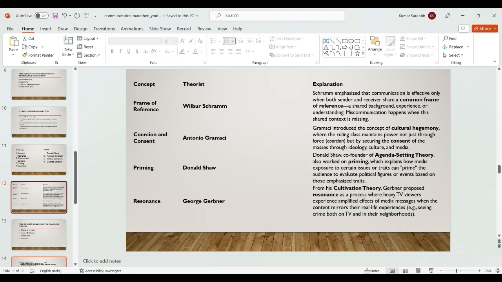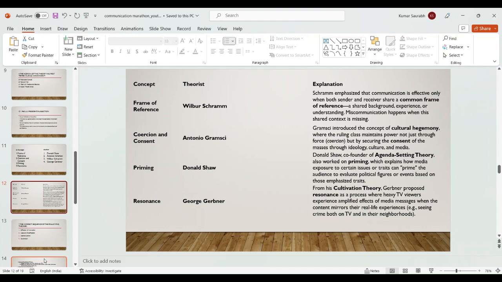As mentioned over here, Schramm emphasized that communication is effective only when both sender and receiver share a common frame of reference, a shared background, experience, or understanding. Miscommunication happens when the shared context is missing. If I'm saying something and you are not understanding, and if I understood it at a different level, you're not getting me, it happens a lot of the time. Like the way I'm explaining it to you, and you have taken that conversation to a different level, you're taking it in a negative way.